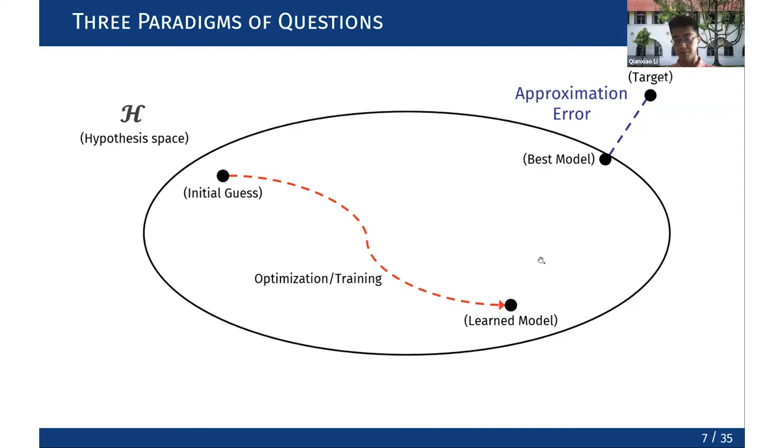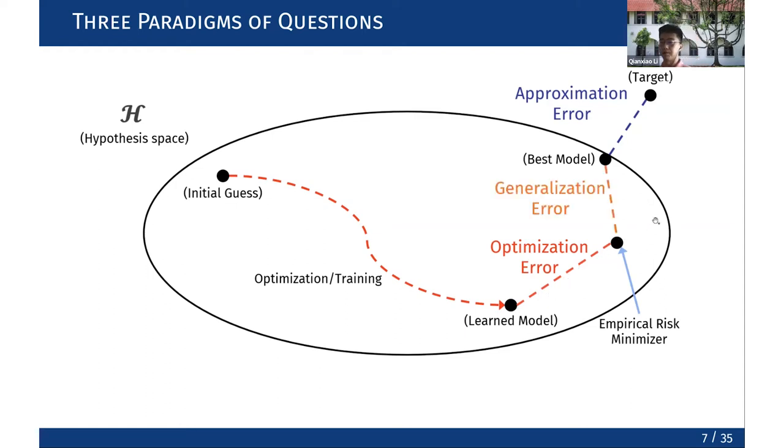So why? There are two reasons. The first reason is that this optimization problem cannot be solved precisely, right? This is not a closed-form solution. You have to use some iterative algorithm that goes for a finite number of steps. So you always have this optimization error: the distance between your learned model and the best possible model that minimizes your empirical risk. This is where, in some sense, you maximize the performance on your training set. So there's a distance between them, and this is the optimization error.